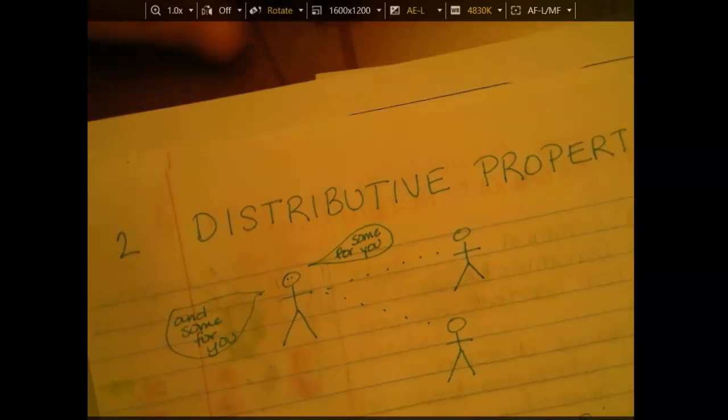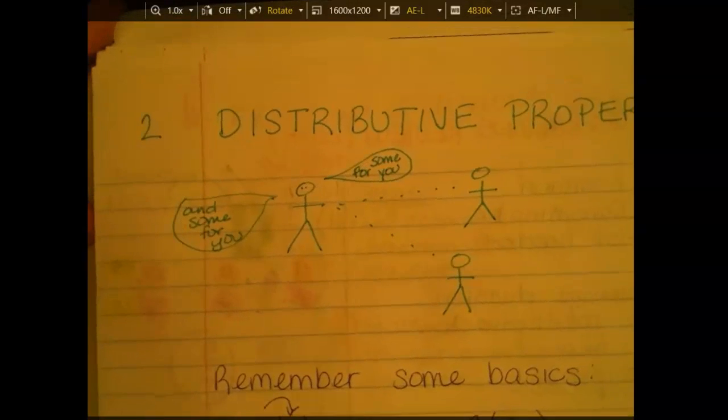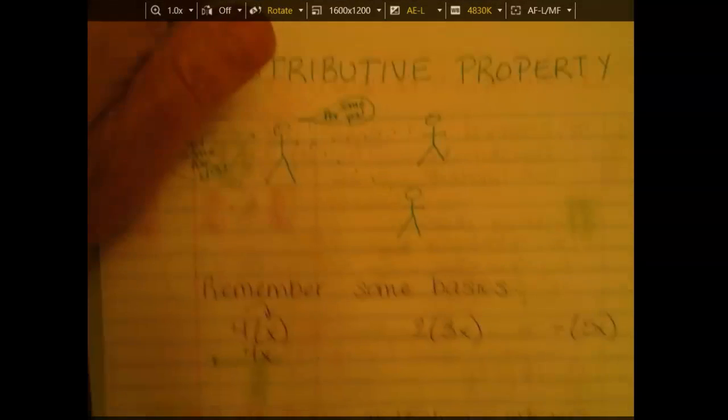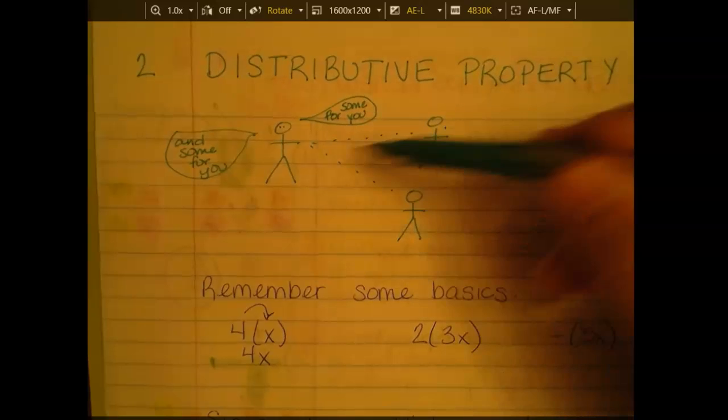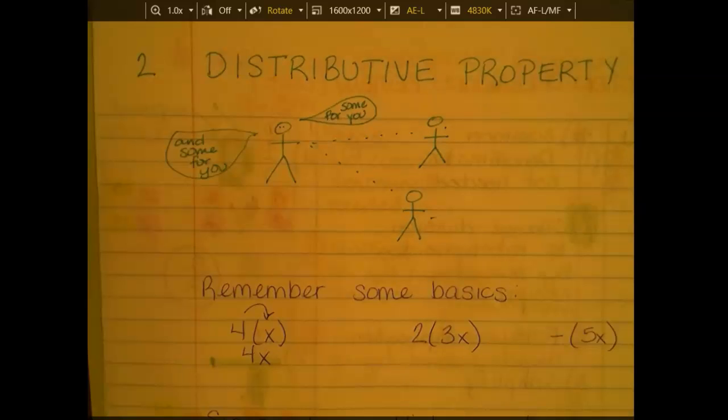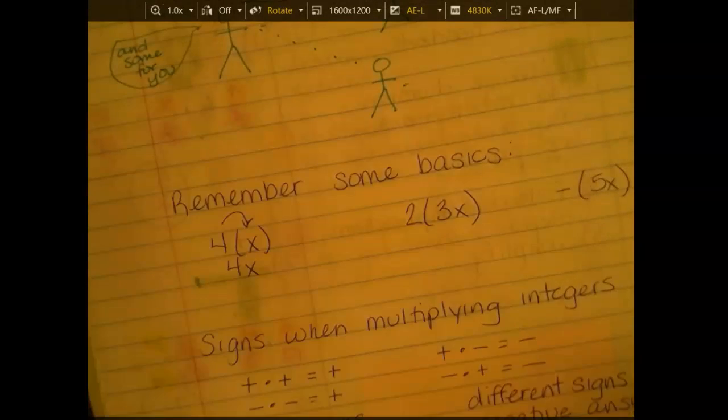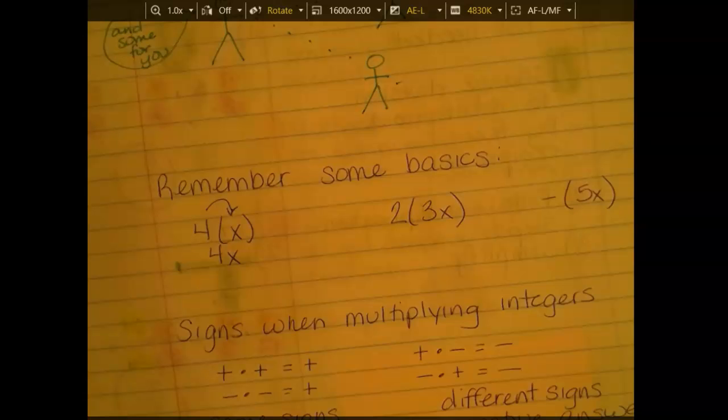Page 2, distributive property, I have titled my page and drawn the little silliness up here at the top for you. This dude says he's giving some for you and some for you. He is distributing what he has, right? He's giving some to each person in equal measure. Okay, so we're going to first remember some basics about distributing, and these are so basic problems, right?